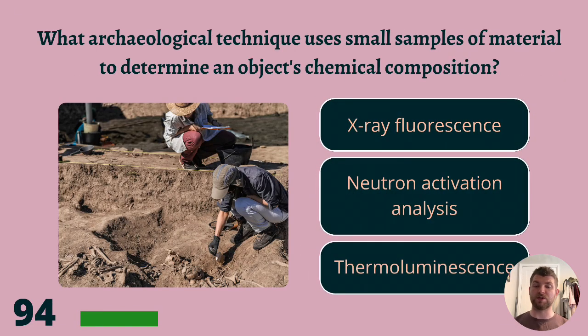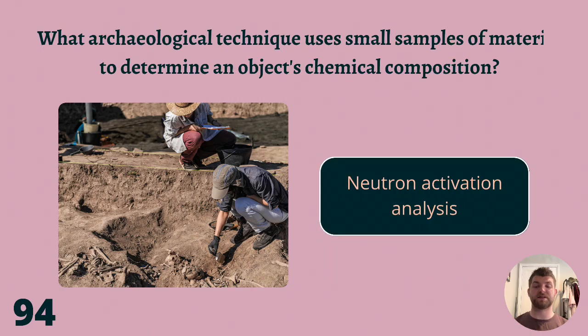What archaeological technique uses small samples of material to determine an object's chemical composition? X-ray fluorescence, neutron activation analysis, or thermoluminescence? The answer is neutron activation analysis.